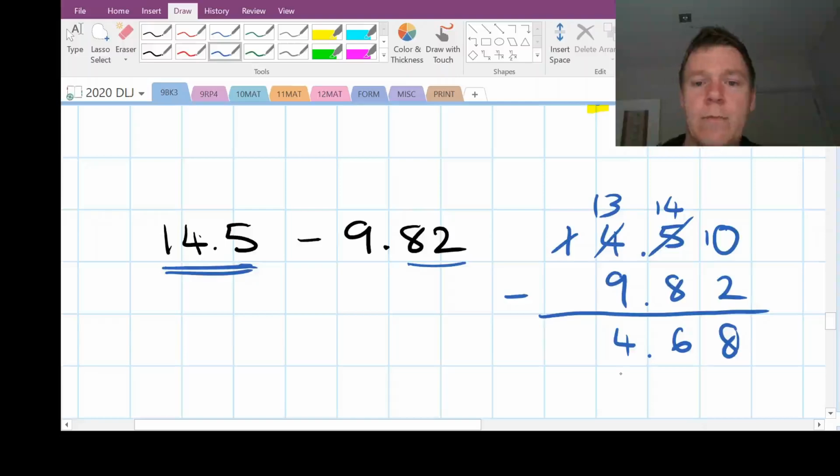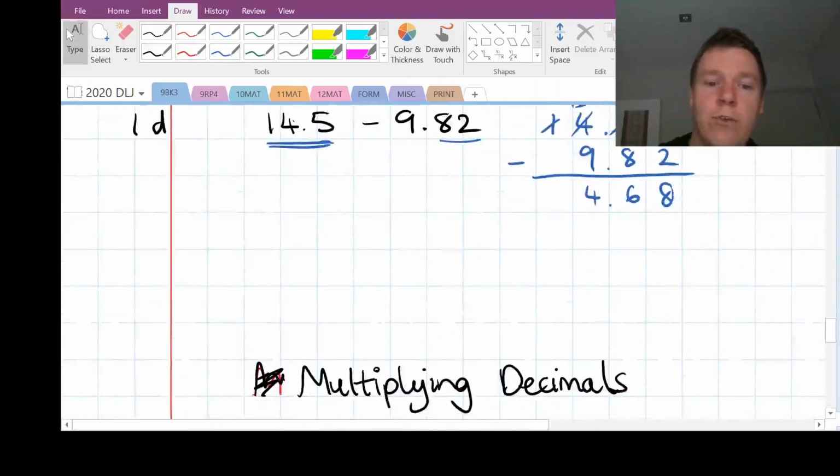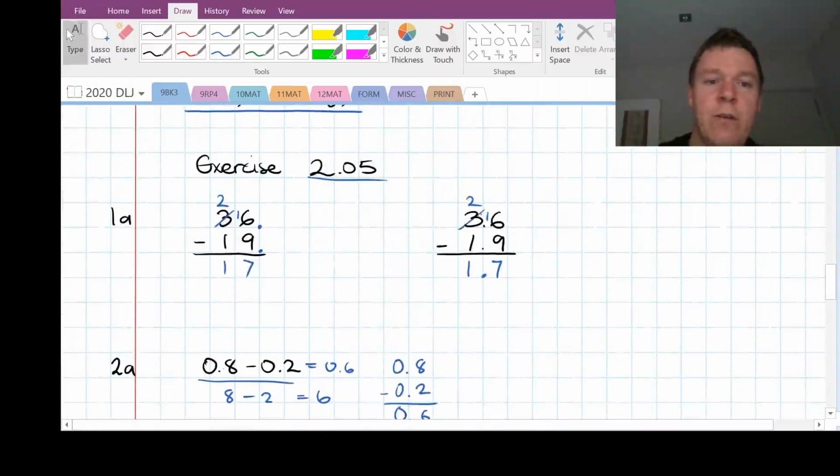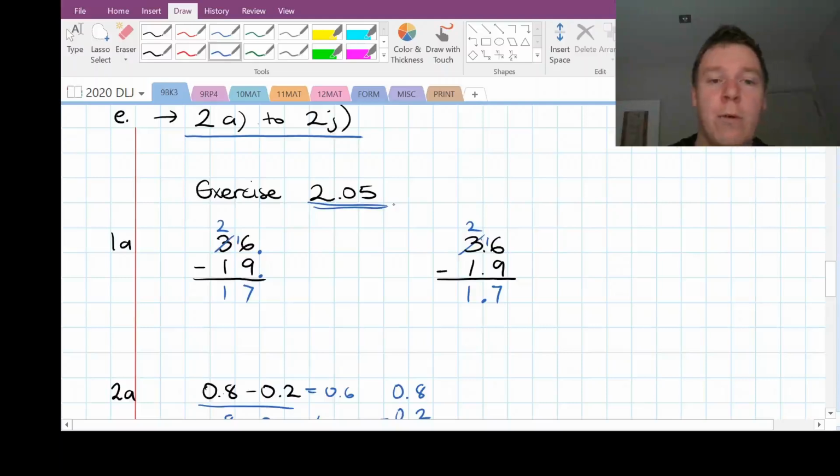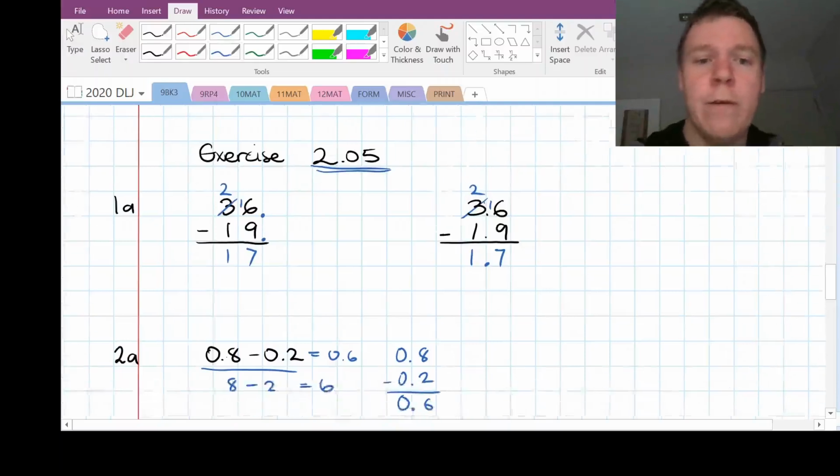Okay. That's enough for subtraction. And if you wanted to do any more, there's definitely more examples in exercise 2.05.